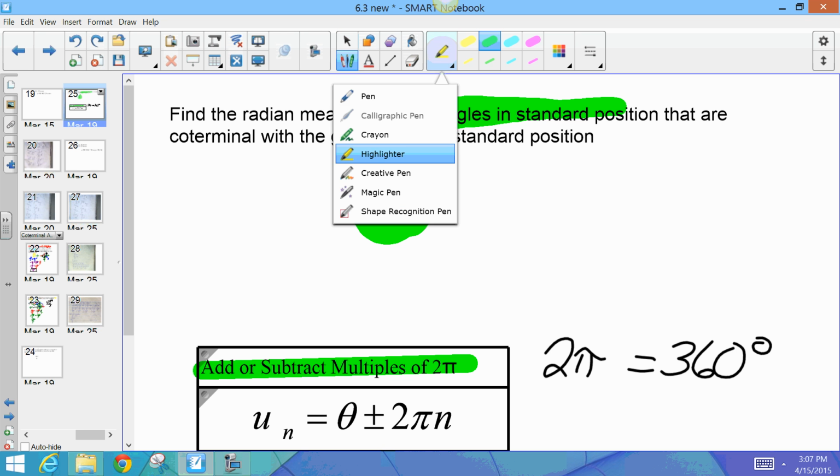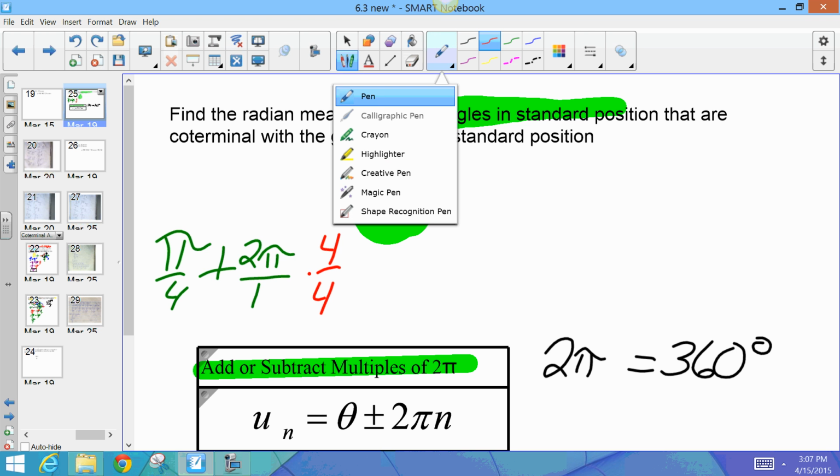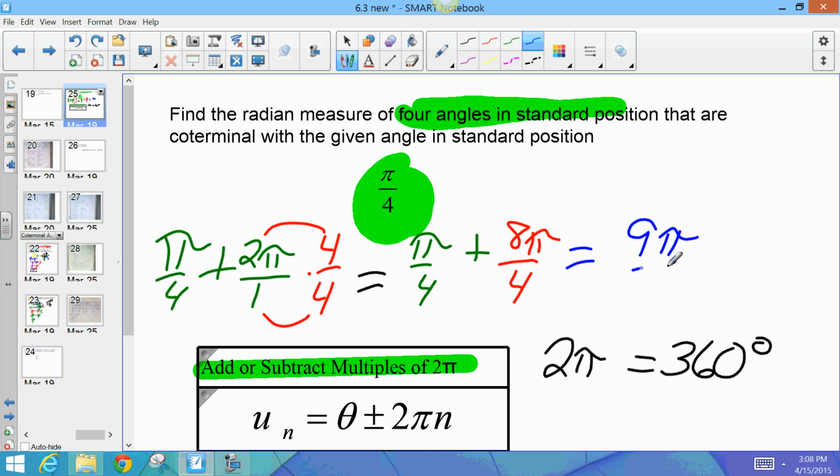So I'm going to take pi over 4. I'm going to add 2 pi. Okay, I need a common denominator. So I'm multiplying top and bottom by 4. So this equals pi over 4 plus 8 pi over 4, because top times top and bottom times bottom. That gives me 9 pi over 4. Here's one of my 4 coterminal angles.